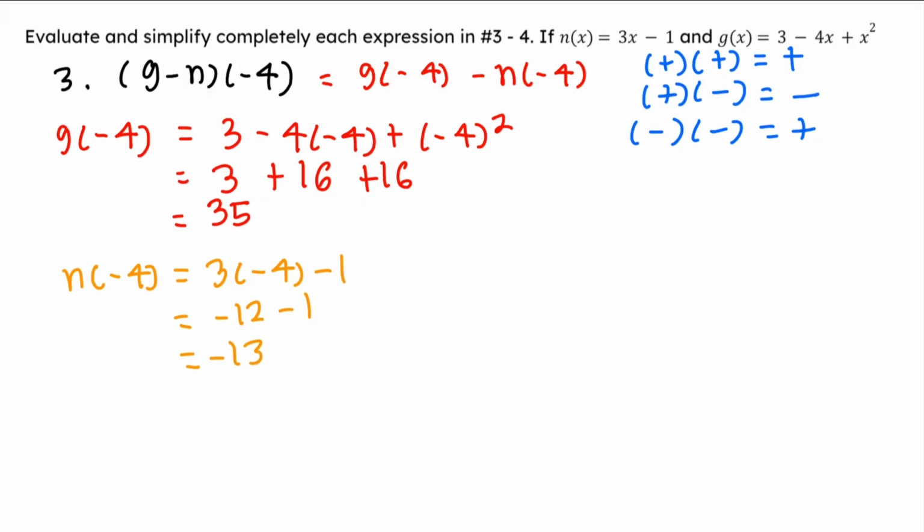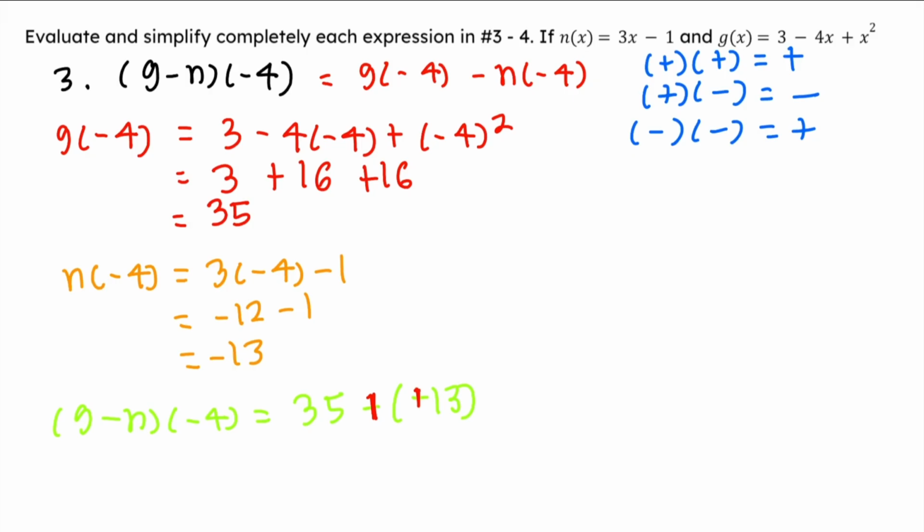Okay, now our last step is to actually evaluate what the problem is. Our problem is g minus n of negative 4. So g of negative 4, like we said, was 35. And then we're subtracting, and I'm going to put parentheses here, negative 13. Now, if we're subtracting a negative number, is that going to be positive or negative? That's going to become positive, right?